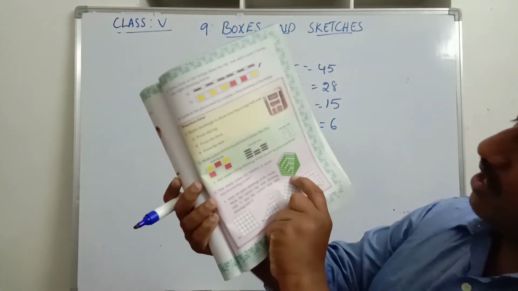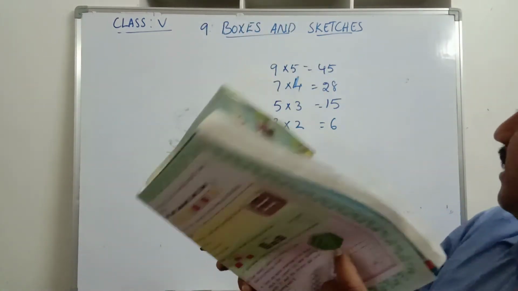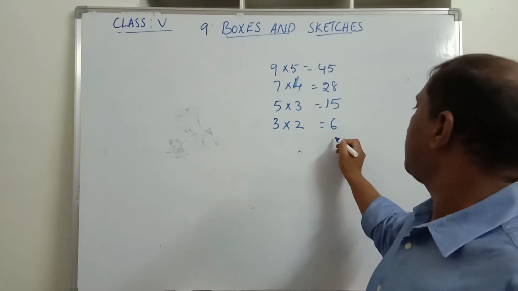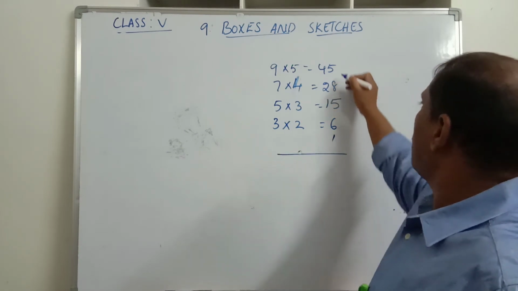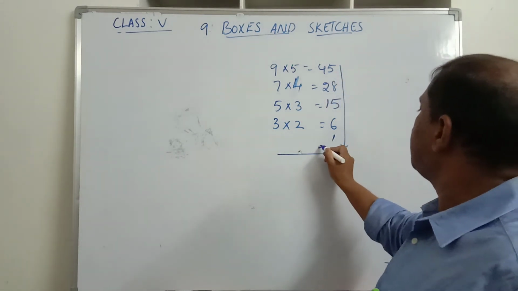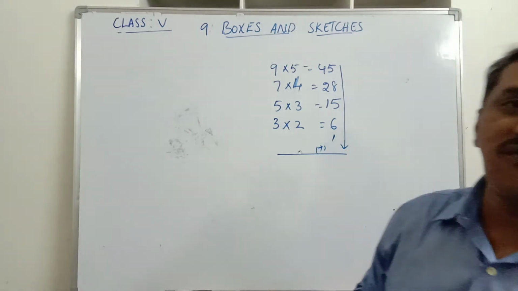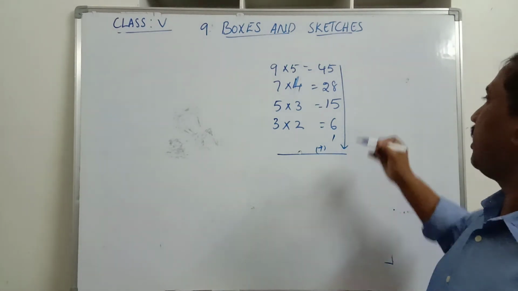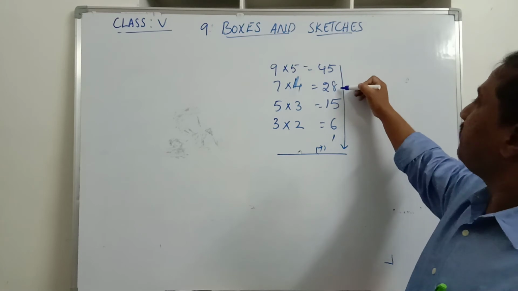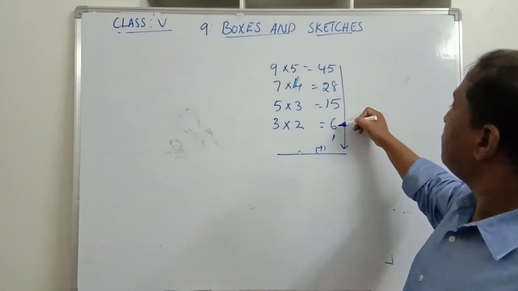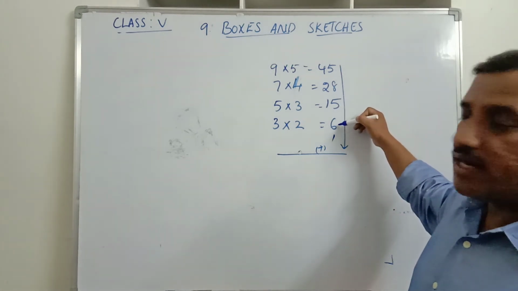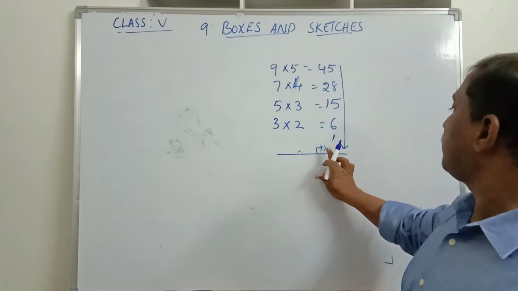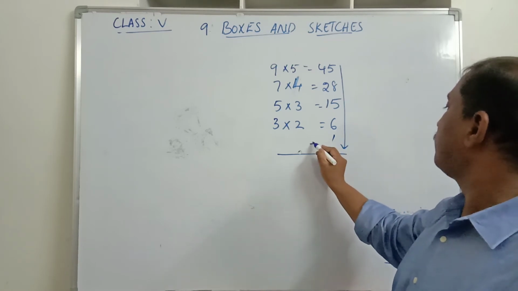Then finally we have only 1 cube. Single, alone, 1 cube is there in that one layer. So total how many will we get? By adding these numbers we get the total number of cubes required to make that model. 5 plus 5 is 10, plus 8 is 18. 18 plus 6 is 24. 24 plus 1 is 25.